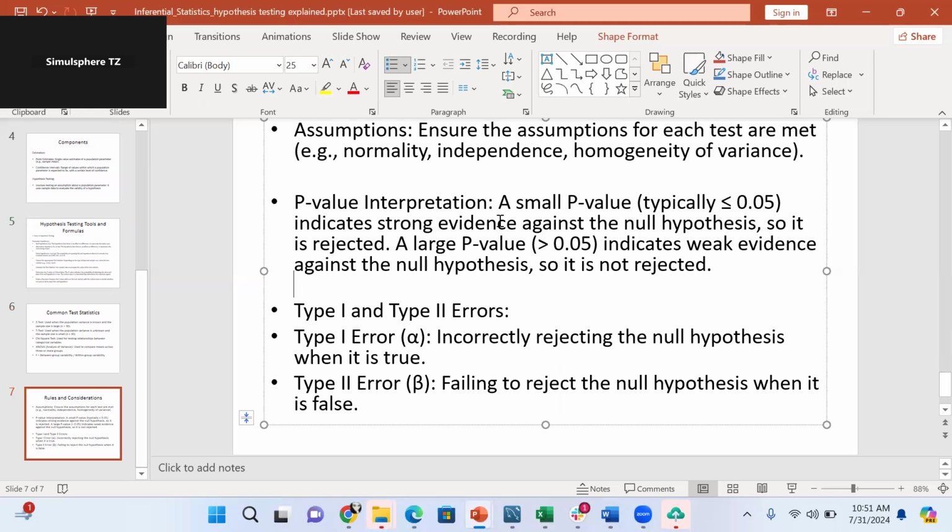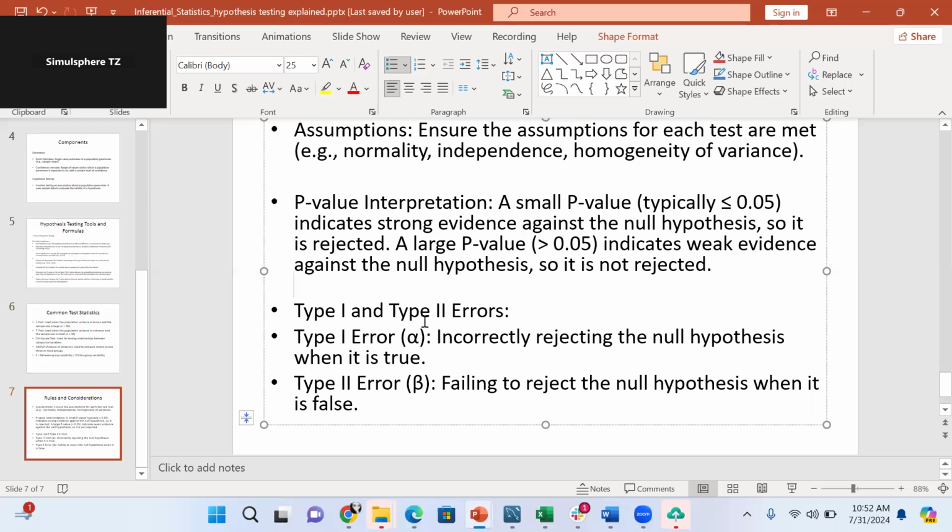Then for the p-value interpretation, a small p-value is typically less than or equal to 0.05, which indicates strong evidence against the null hypothesis. Strong evidence, so it is rejected. A large p-value is usually greater than 0.05, indicating a weak evidence against the null hypothesis, so it is not rejected. All right, so when it is greater than 0.05, not rejected.